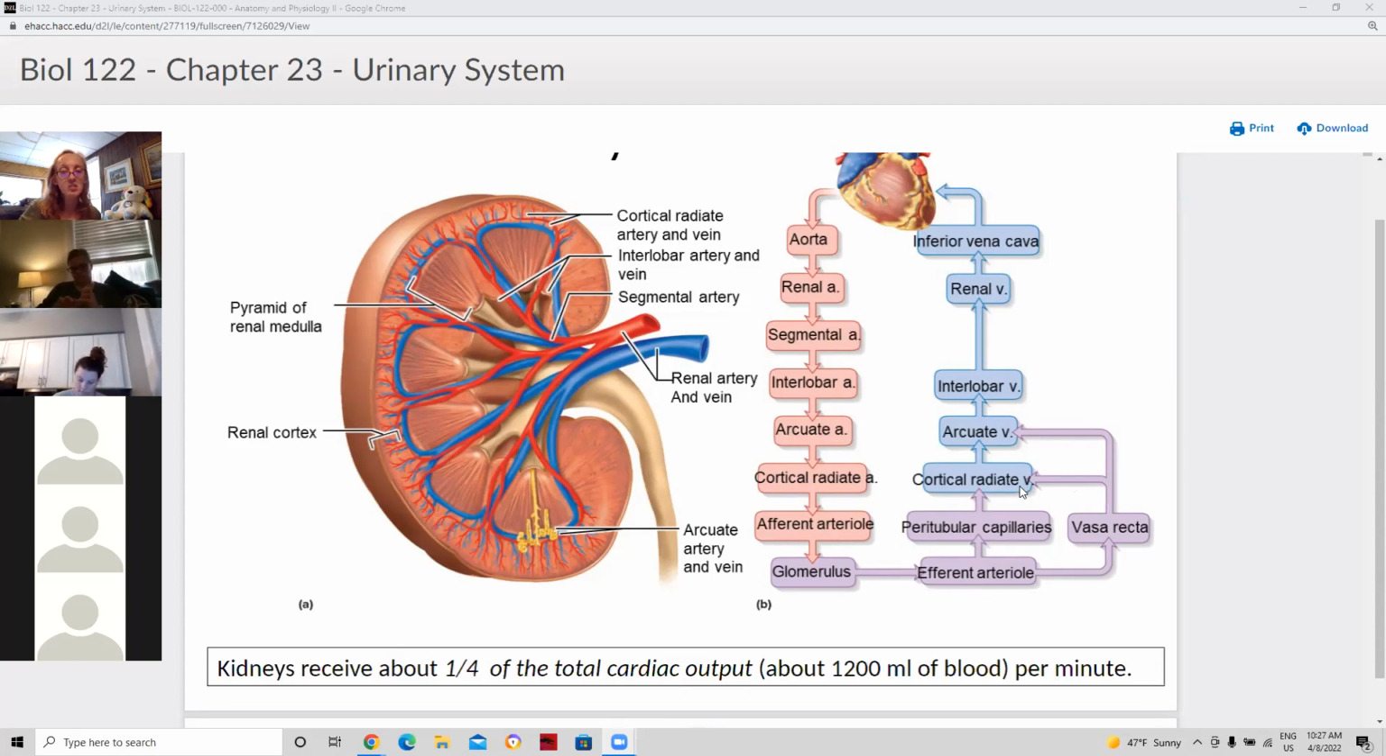These sets of capillaries are going to become cortical radiate veins. Cortical radiate veins become arcuate veins. Arcuate veins become interlobar veins. Interlobar veins are going to merge to form renal veins, and that will drain into the inferior vena cava.